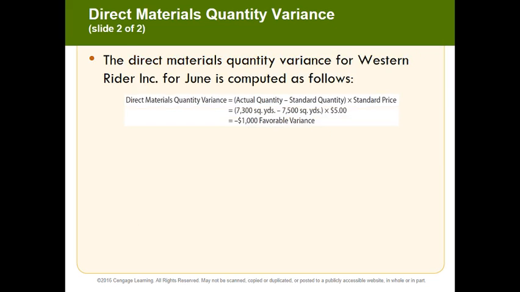Taking a quick look at my friends at Western Writer. For June, they had 7,300 yards of actual yardage. We expected that there should have been 7,500 yards for this quantity. And at the standard price of $5, then we would have a $1,000 favorable variance.